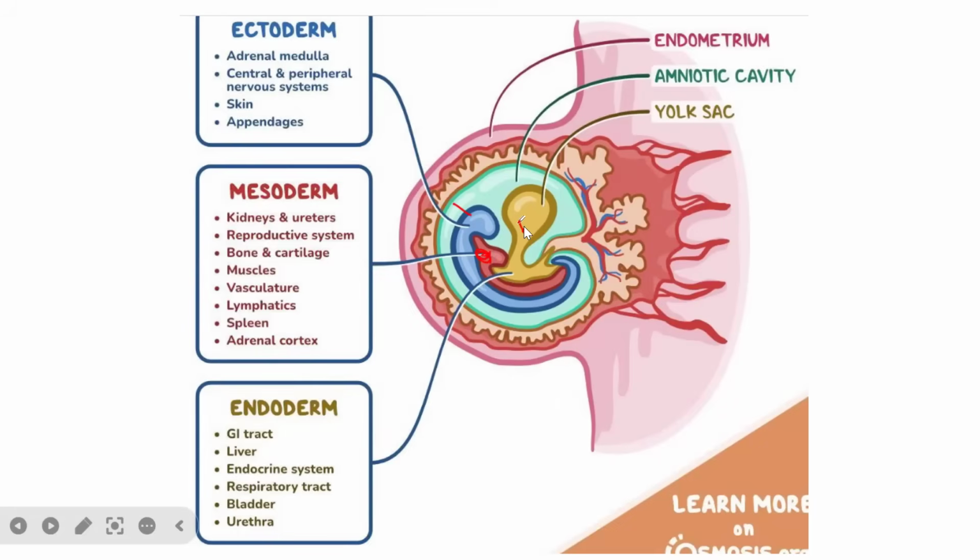The mesoderm can differentiate into kidneys and ureters, reproductive system, bone and cartilage, muscles, vasculature, lymphatics, spleen, and adrenal cortex. So these are the different organs and tissues that can be developed from mesoderm. And then for the endoderm: GIT tract, liver, endocrine system, respiratory tract, bladder, and urethra. These are the organs and tissues that are developed from endoderm.